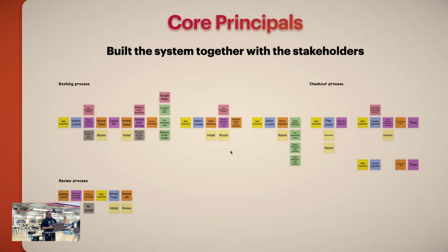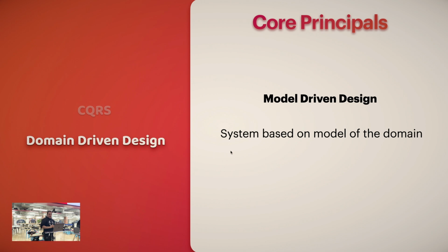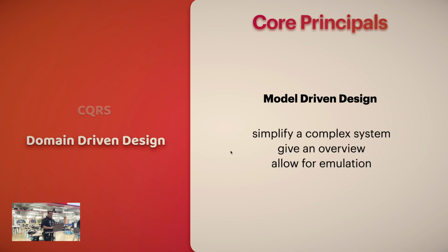In domain-driven design, the system is built together with the stakeholder. So developers and the stakeholders together design the system. They design a model which is an abstraction of the real world. And this system is based on the model of the domain, which describes the business. It simplifies this complex system and gives an overview. And what's very important is it allows for emulation. So when you have a model, you can think about something, and then you can try it in the model and try it out before actually implementing it, which is fantastic.